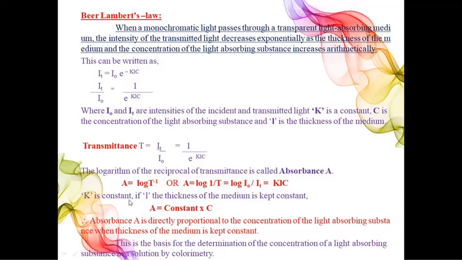Since K is a constant and L, the thickness of the medium, is also a constant, absorbance A is equal to a constant times C. So we can say that absorbance A is directly proportional to the concentration of the light absorbing substance when the thickness of the medium is kept constant.